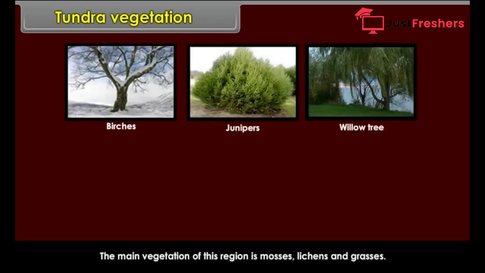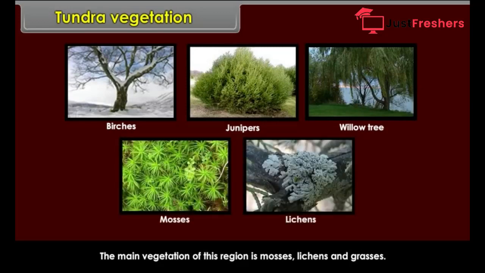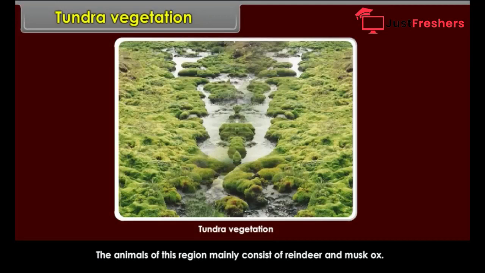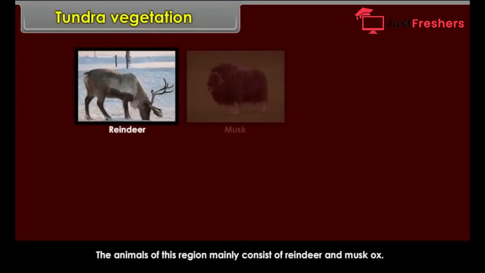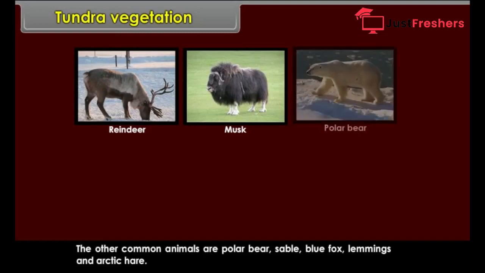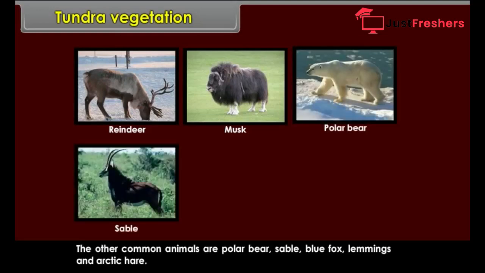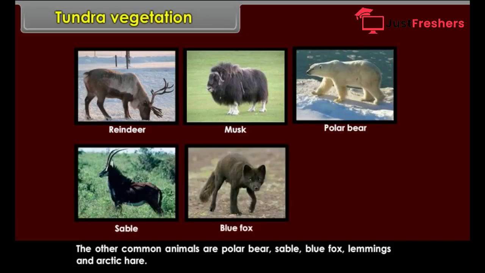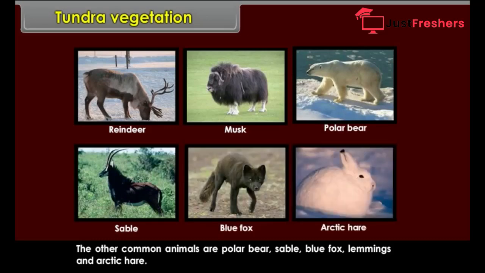The main vegetation of this region is mosses, lichens and grasses. Here, summers are short and certain flower-bearing plants also grow. The animals of this region mainly consist of reindeer and musk ox. The other common animals are polar bear, sable, blue fox, lemmings and Arctic hare.